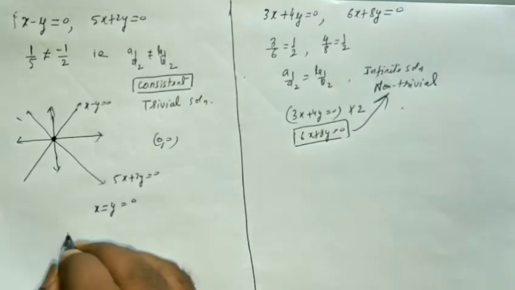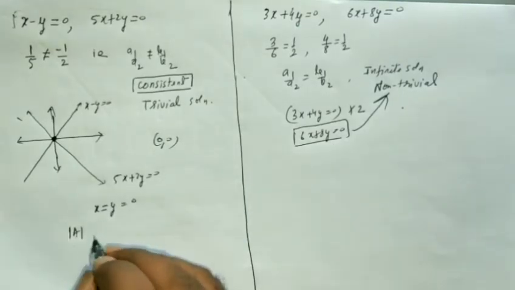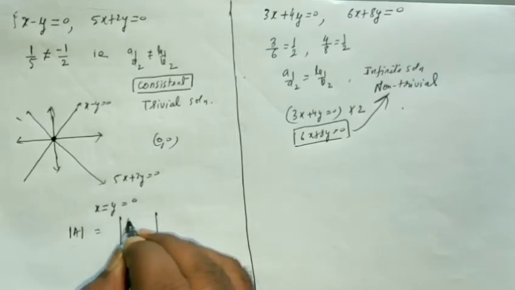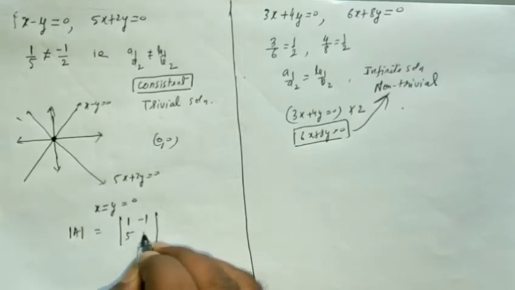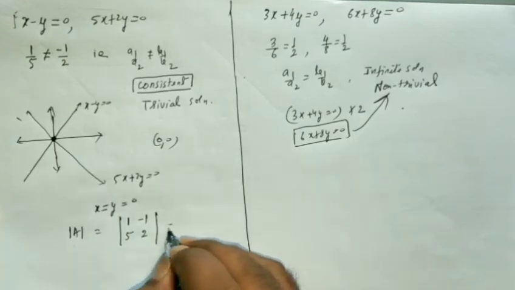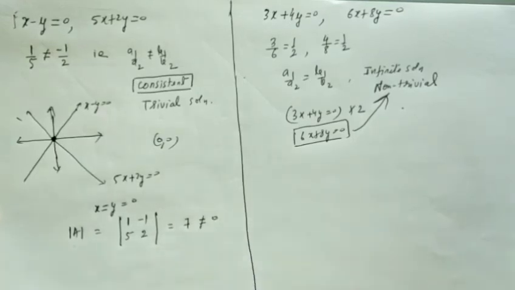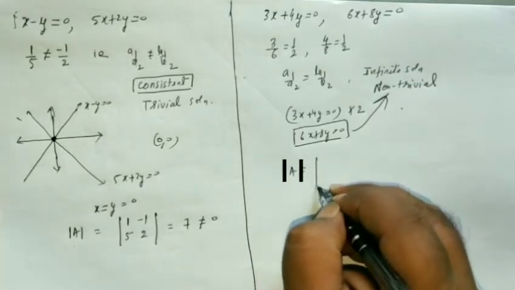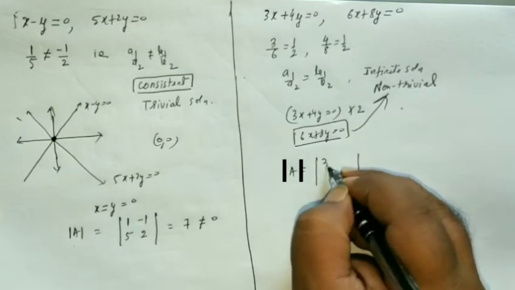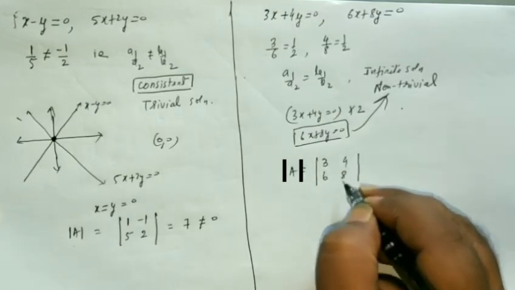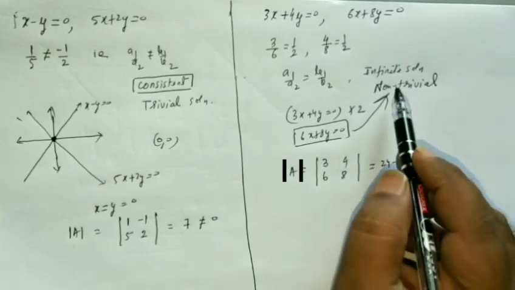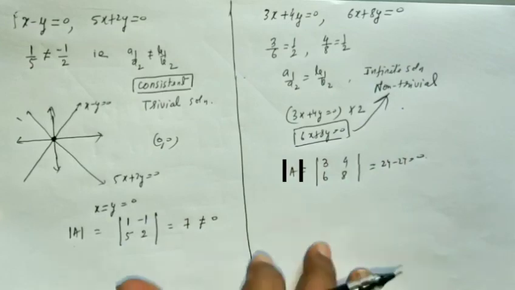That is why, when we calculate the determinant of A, that is the matrix A, 1 5 minus 1 2, we get 7, which is not equal to 0. Whereas here, when we calculate the determinant of A, we get 24 minus 24, 0. This is the case of infinite solution. This is the explanation. The solution I've already given you.